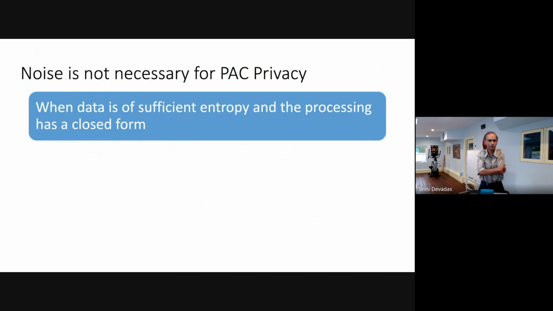We could do a simple example, right? You're probably thirsting for an example. Here's a simple one. When data is of sufficient entropy and the processing has a closed form, you could create a noisy, obviously M of X by perturbing it and so on and so forth. But if you in fact have a bunch of entropy in the data, then you don't have to add noise even to get a packed privacy bound.